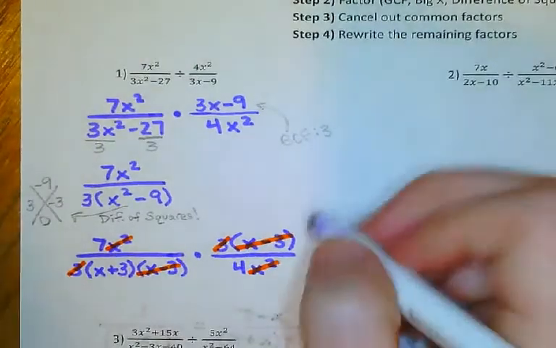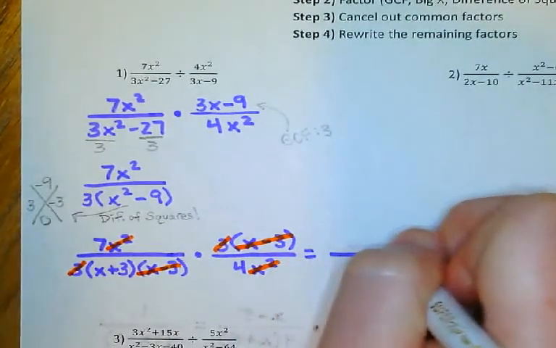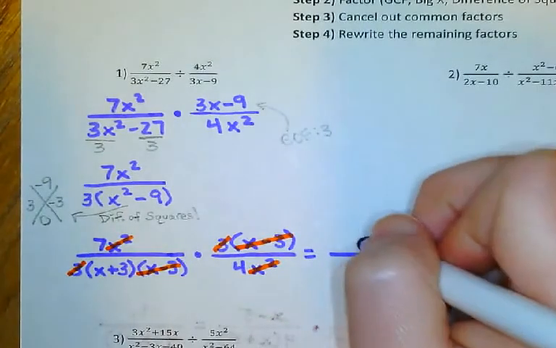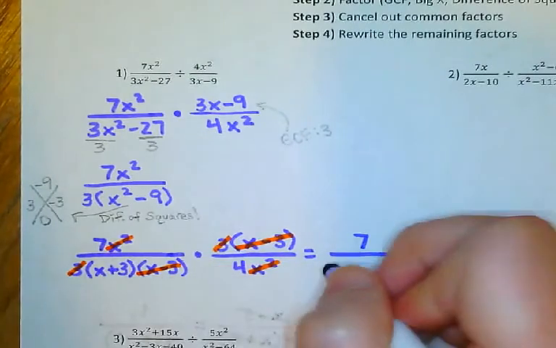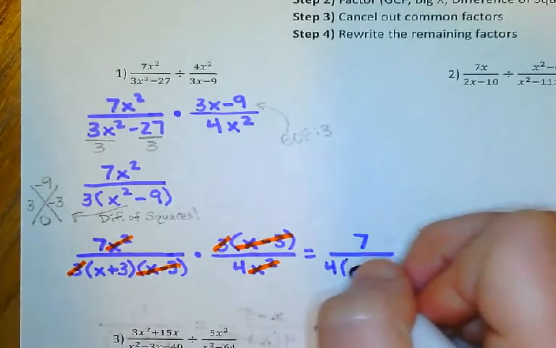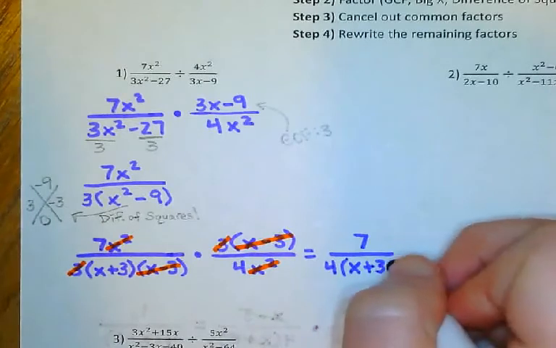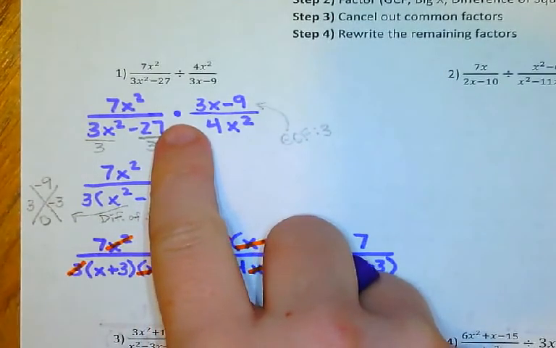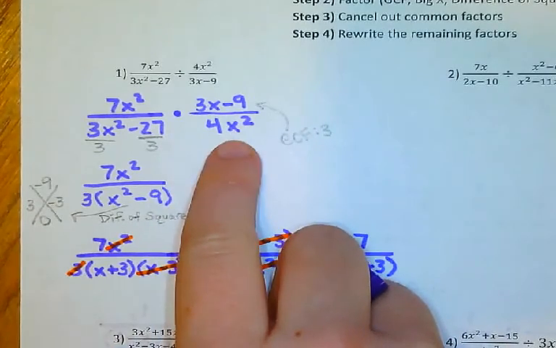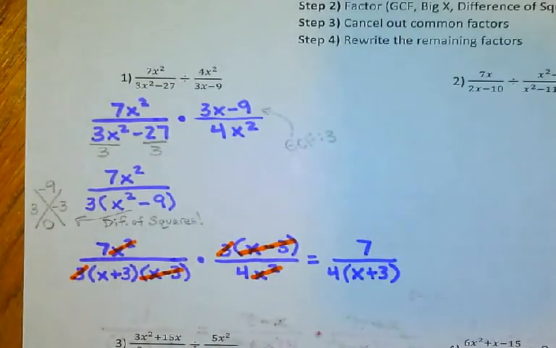So our final answer here is going to be, the only thing on top is this 7, and what's left on bottom is a 4 and that x plus 3. So I'll put 4 parentheses x plus 3. Alright, so if you guys can multiply rational expressions, you can easily divide rational expressions just by changing it to multiplication and flipping your second fraction, and then multiplying like you guys know how to do.